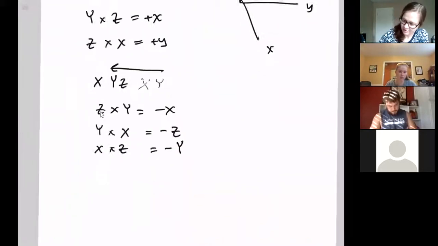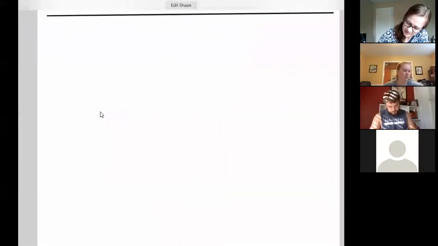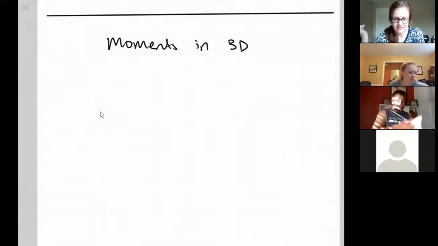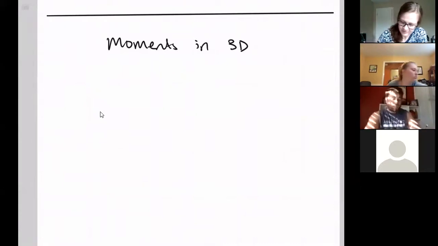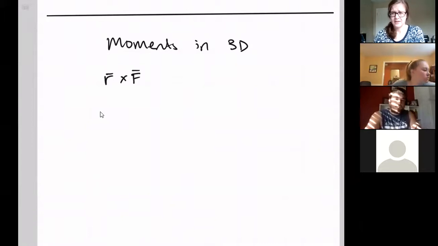Now let's get into some moments in 3D. You just had a crash course in regular 3 dimensions. And as we've talked before, r cross F is the moment. We've been doing primarily in 2 dimensions, which is nice because all you have to do is look for perpendicular vectors. But in 3 dimensions, it's really complicated to do that. So I would suggest just always using r cross F.